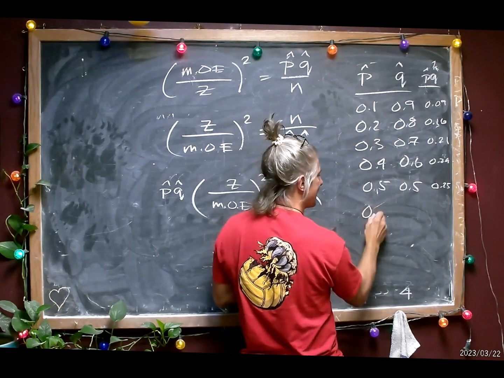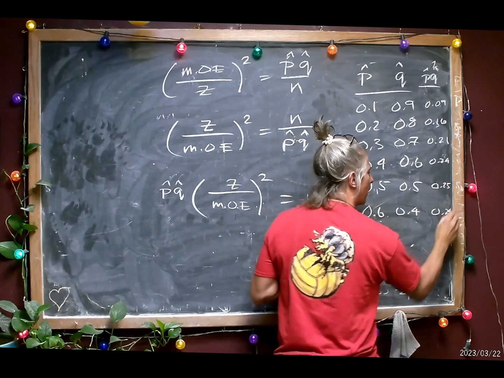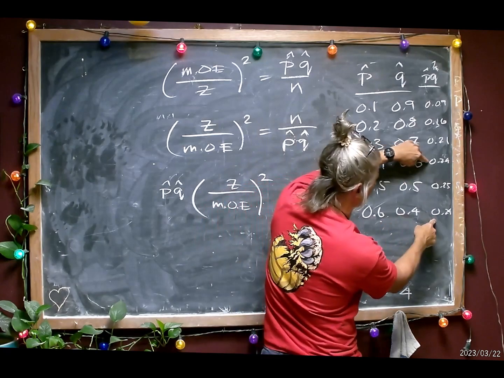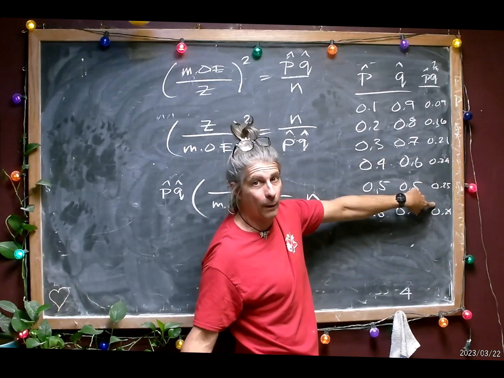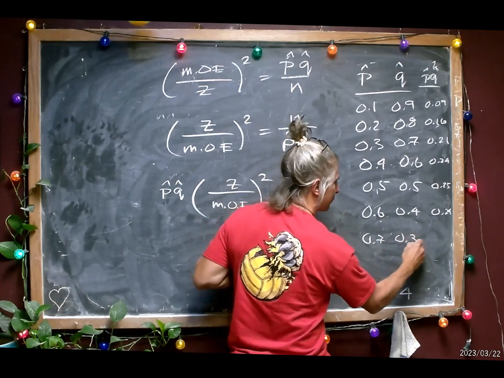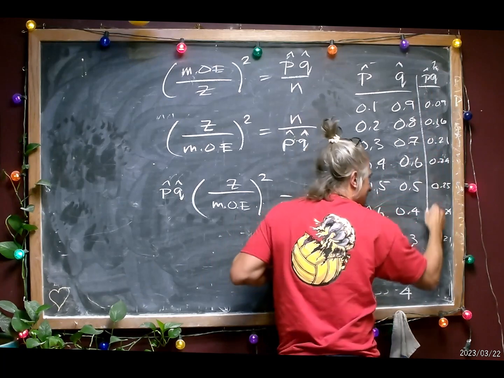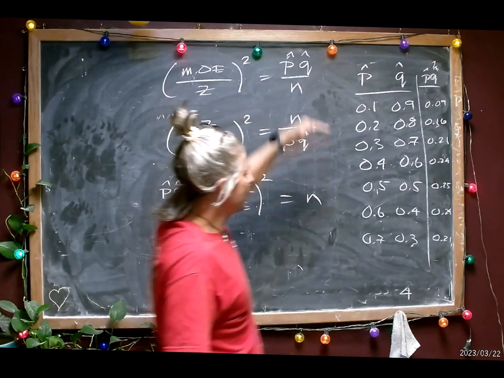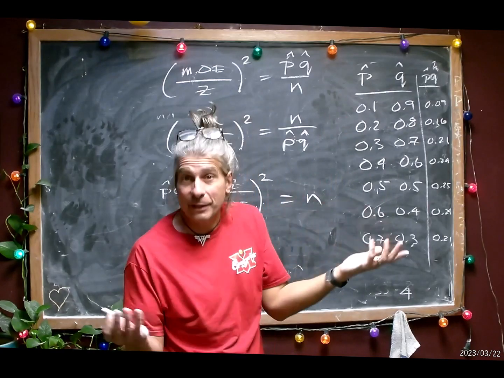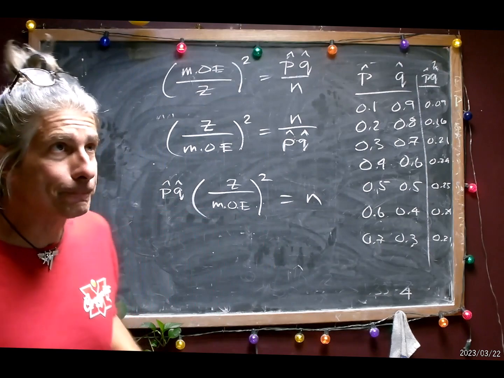And then let's say it flip-flops. Let's say p hat gets bigger. 0.6, 0.4. This is now 0.24. So 0.4 and 0.6 and 0.6 and 0.4 multiply to make the same 0.24. And that will continue all the way down. If it's 0.7 and 0.3, it's going to be 0.21. So what you're beginning to see is, even though p hat and q hat always add to make 1, which they always do by definition, they multiply to make different values.